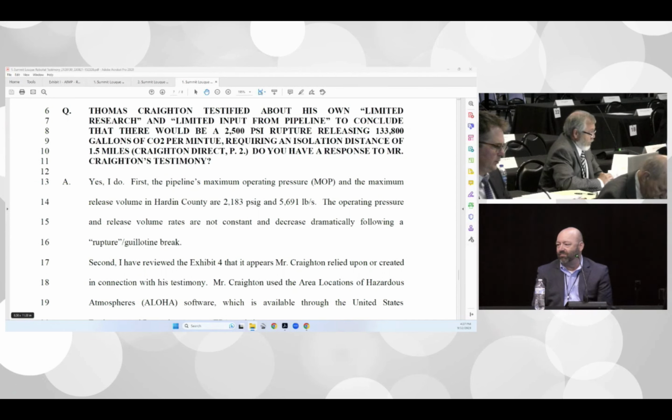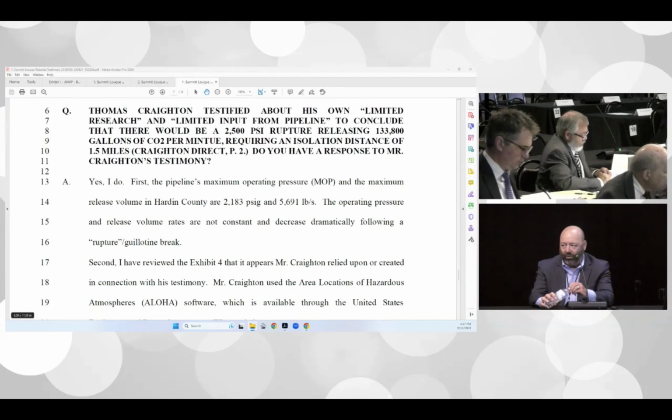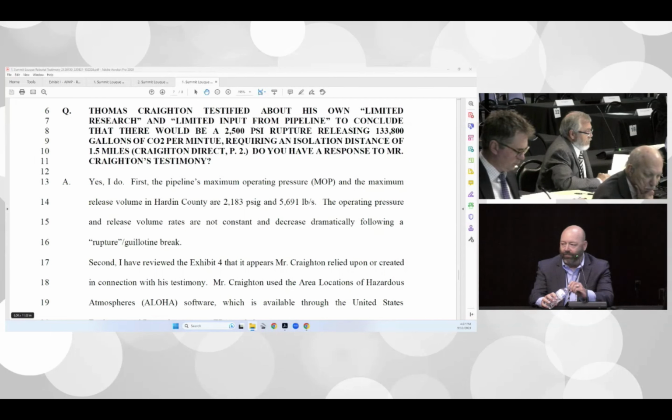Why don't you use the rupture pressure? I know, take out the word why. Would you please run the rupture pressure for Hardin County so we can prepare for that? I've stated several times that this is a conservative approach. The most conservative pressure number to input into this model is the MOP. Not all parts or segments of this pipeline will see 2183.